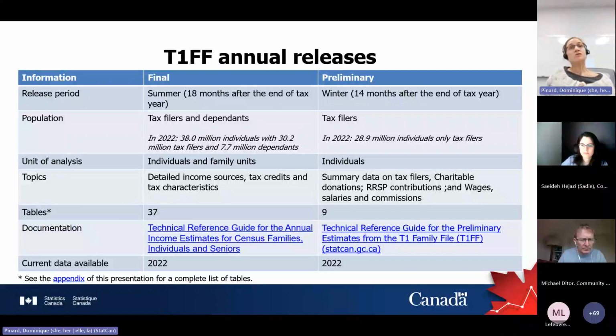Very detailed income sources are covered with the release. Tax credit and tax characteristics are also available. For that release, there are 37 tables that are released. If you want more information, the link for the technical reference guide is also included in this sheet. As I mentioned at the beginning, in the appendix of the presentation there is a list of all the tables that are produced. If I count properly, 46 tables. These tables are available through the web, and you might even have access through the community data portal.